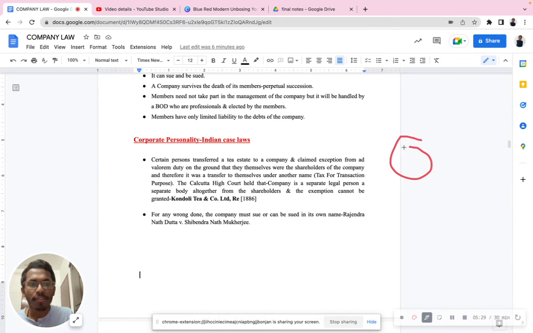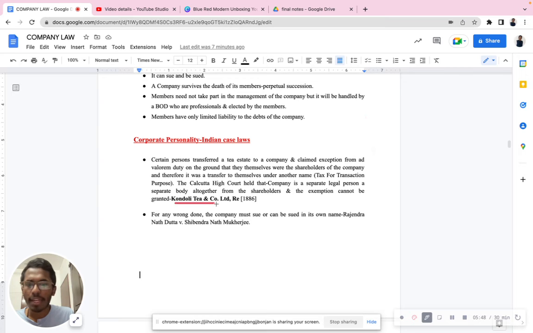There was a company in which a person would transfer the estate into his own company's name. At that point of time, he did not pay tax, stating that this is my own company and I'm transferring it to my own self, so why should I pay tax? That time, the court said that you're supposed to pay taxes because there is a separate legal entity.